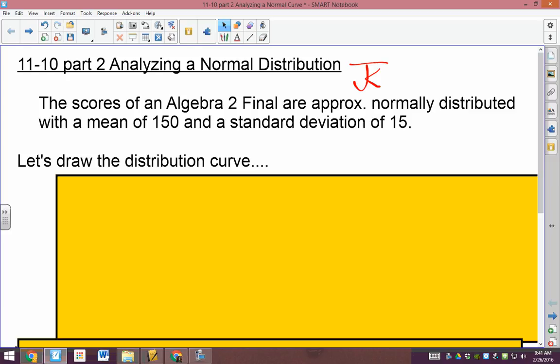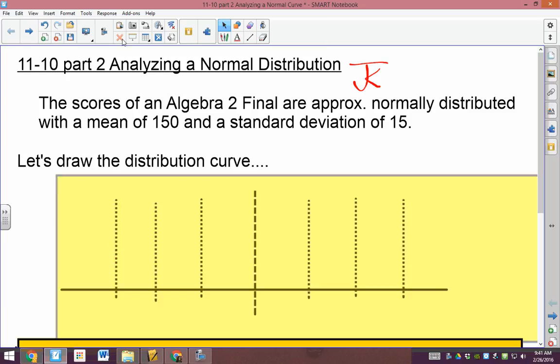Okay. So we're taking it a little further with a normal distribution. All right, so the scores of an Algebra 2 final are approximately normally distributed with a mean of 150 and a standard deviation of 15. All right, so we got those two pieces of info. Very important. Let's draw the curve.